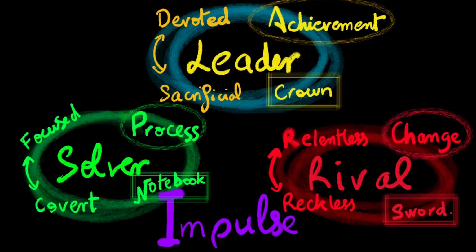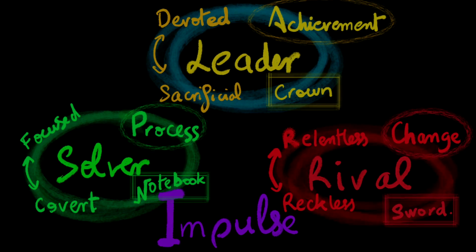The rival, finally, is relentless, which may lead her to be reckless. Her main motivation is change. The rival is a catalyst. Her symbol is the sword. Each of these characters' motivation is directly linked to the symbol which represents them.